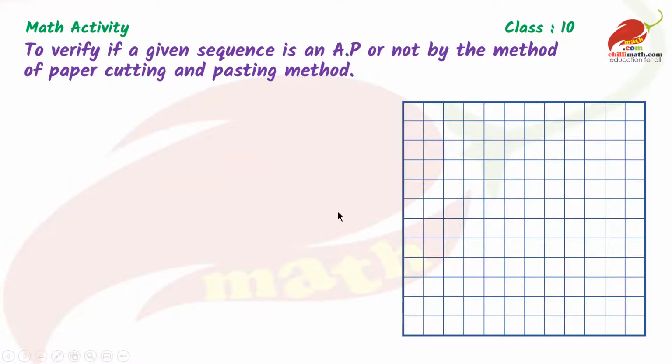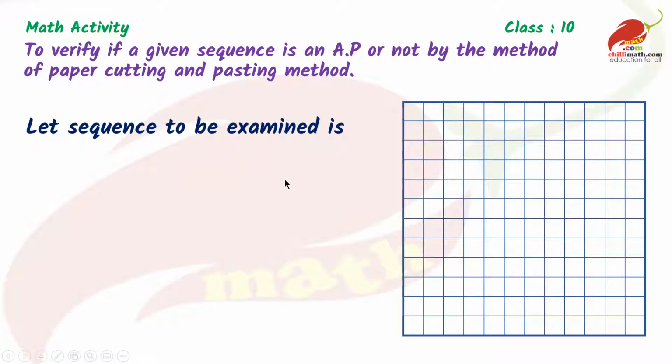Again taking a squared graph sheet with the length of every square equal to 1 unit. Let the sequence to be examined be 2, 4, 7, 11. Again cut the colored papers equal to the length of 2 squares, 4 squares, 7 and 11 squares and paste them on this graph sheet. This represents the first term 2, this is 4, the second term, third term equal to 7 and fourth term equal to 11.